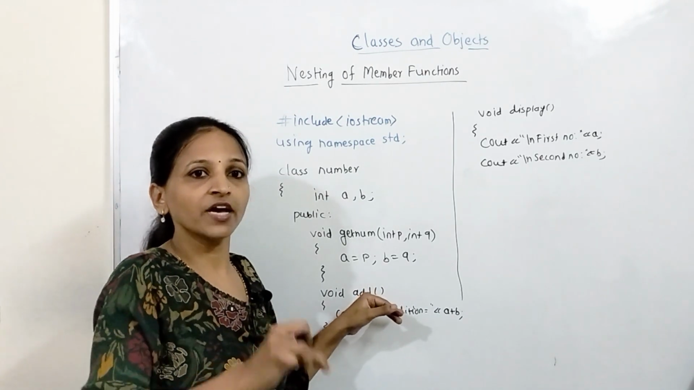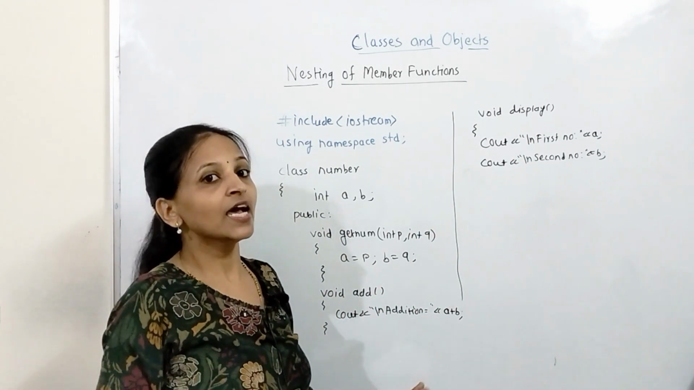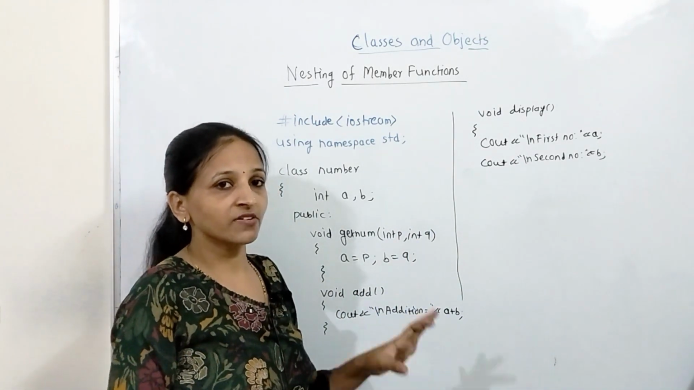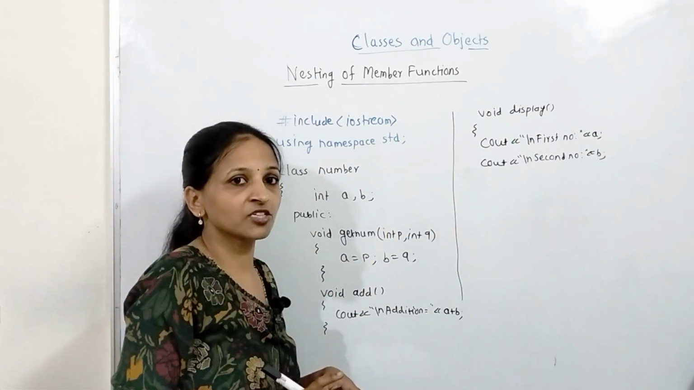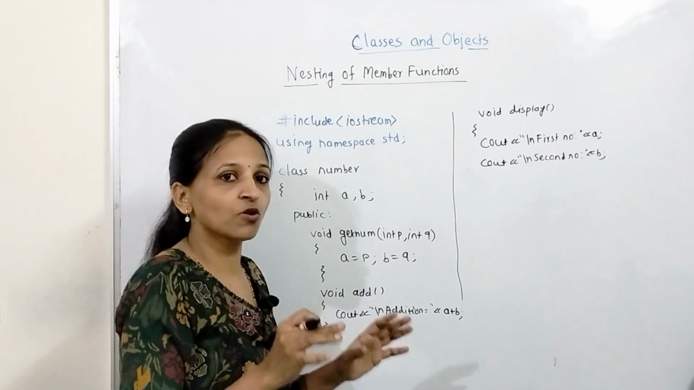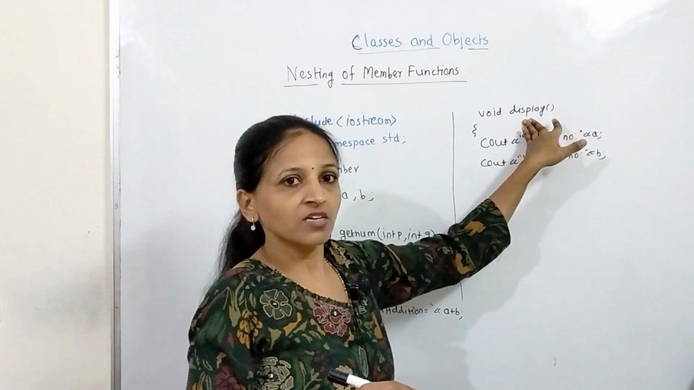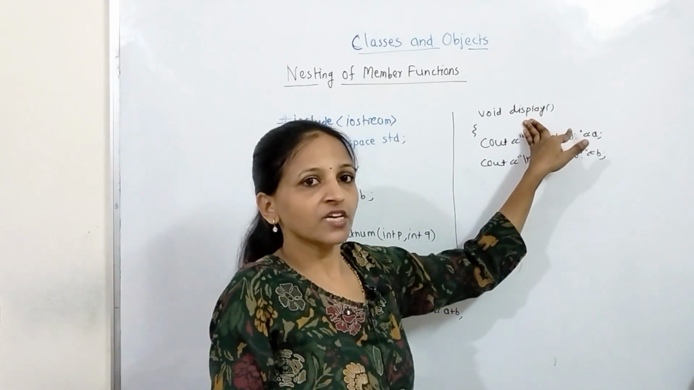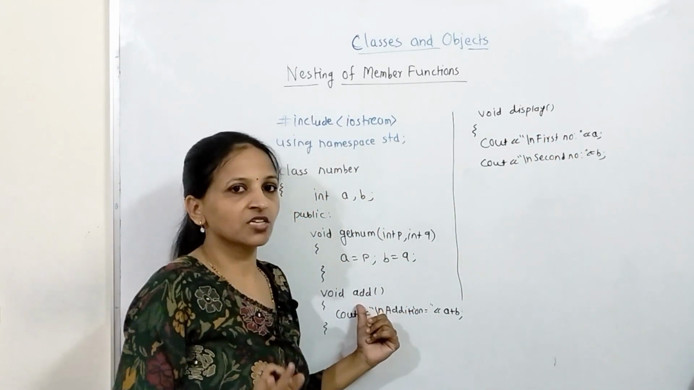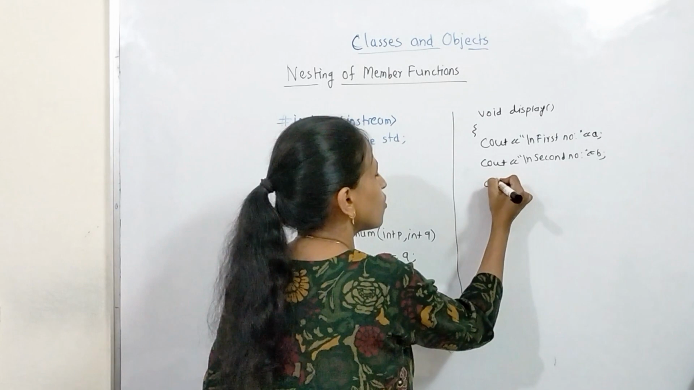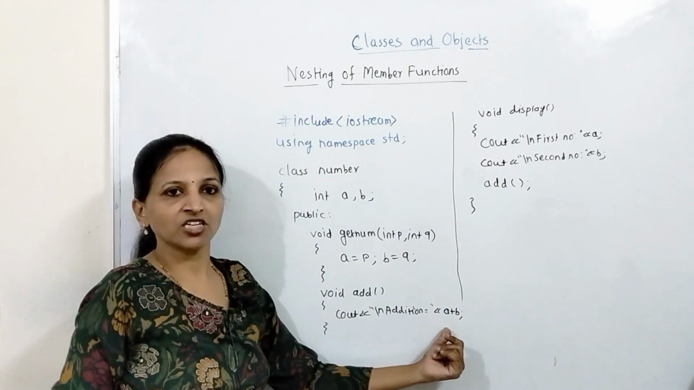Okay, fine. You can call any member function inside any other member function easily and without using the dot operator. Always keep in mind, if you are going to call any member function inside any other member function, then don't call it using object dot, because whichever object you call the display function with, that same object will be considered for this add function again. Okay, that's why just call it like this: add. And here what will happen, this function will be called and the addition will get displayed.